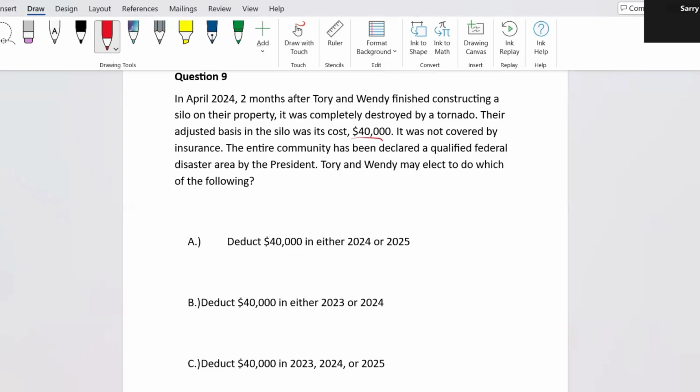So typically, there's the Tax Cuts and Jobs Act, TCJA, and it eliminated casualty losses. So things like this would typically be non-deductible, except if it was a qualified federal disaster area.